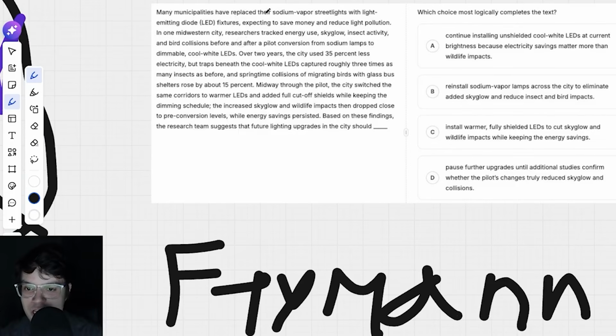Many municipalities have replaced their sodium vapor streetlights with light-emitting fixtures, expecting to save money and reduce light pollution. What would be my summary for that sentence? Well, if I'm trying to summarize it, I probably would say something like many cities, they've taken these regular streetlights and now they're using these LED streetlights instead. And they're trying to save money, it won't cost as much. And also they're trying to make it so it's less bright outside, less light pollution. So that's a summary as for what is being said.